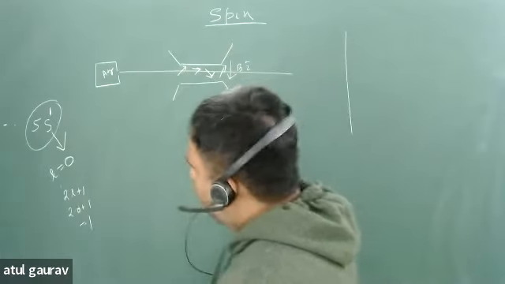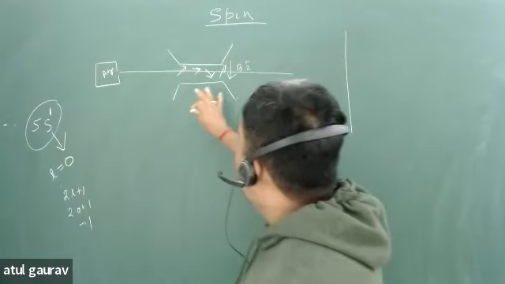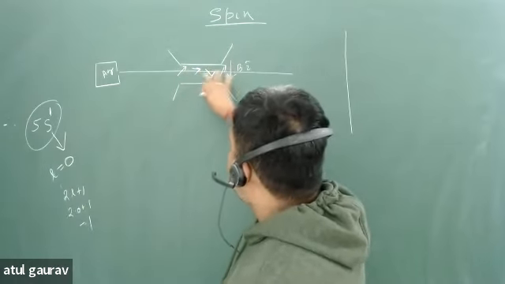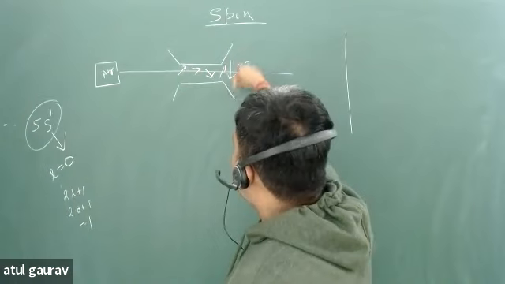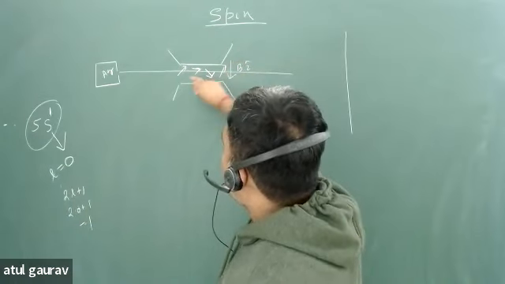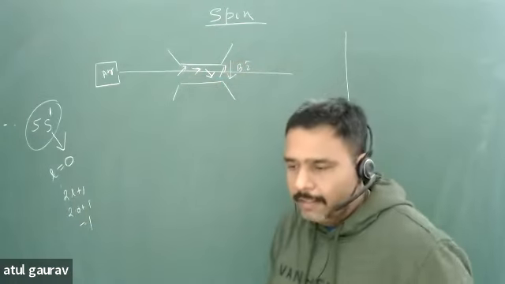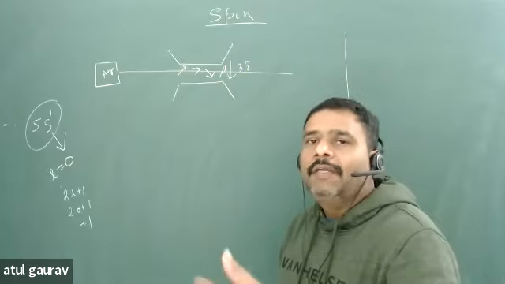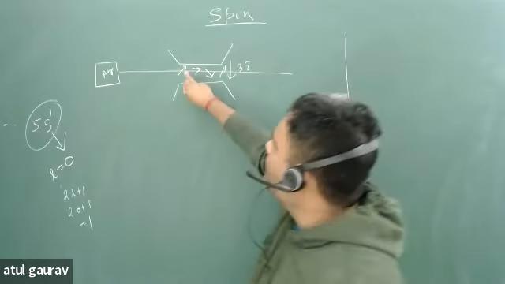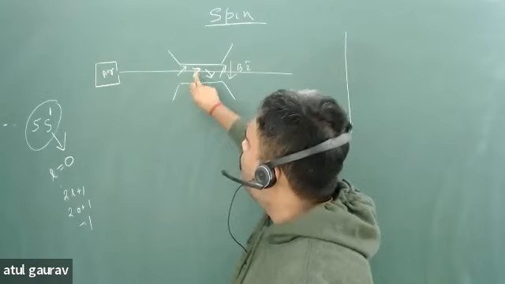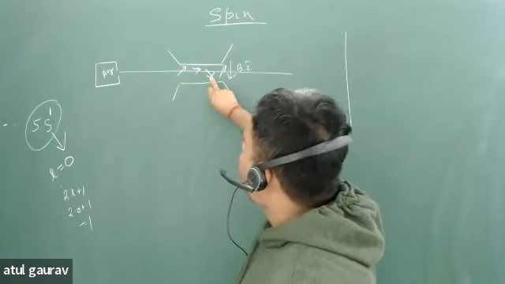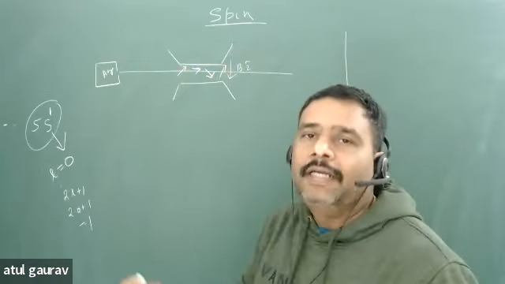And if you have a random number of magnetic moments, and you are applying a force on this, all the magnetic moments will suffer some deflection. But this will suffer some different deflection, this will suffer some different deflection, and this will suffer some different deflection.